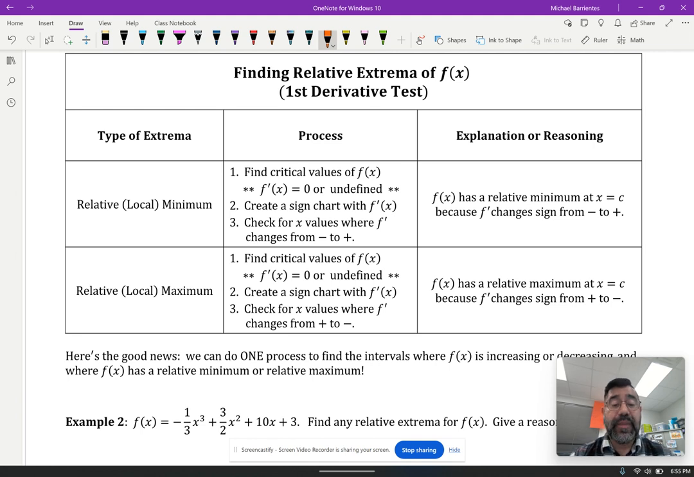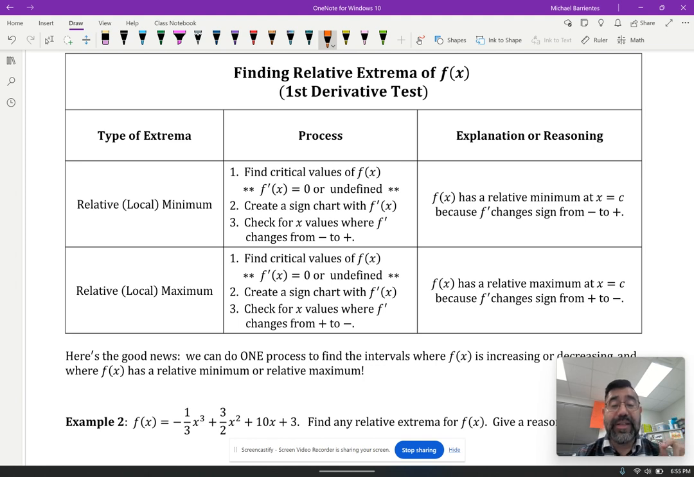That's it. To find a relative or local maximum, we're doing the same thing: finding critical points, creating a sign chart with f prime, and then checking x values to see where f prime goes from positive to negative, because if it's going from positive to negative, it's going to create a peak or a hill. So we know the function is going to have a relative maximum at x equals whatever the magic number is, because the derivative of f changes signs from positive to negative.